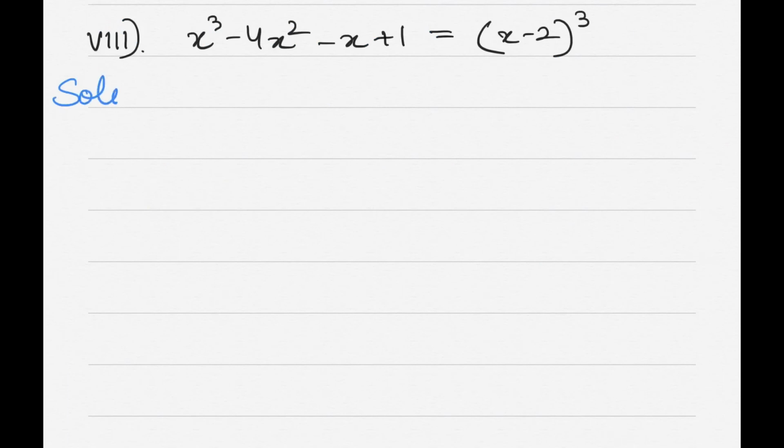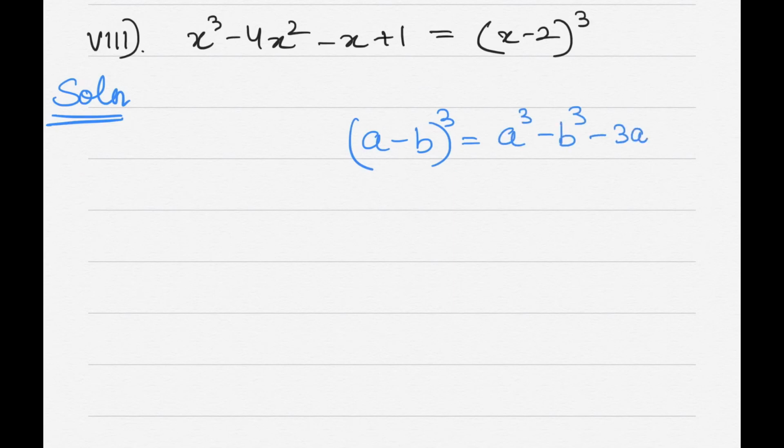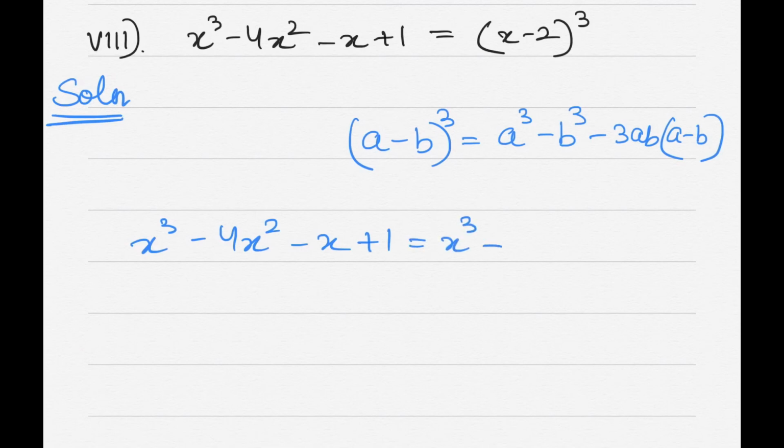Eighth part of this first question, right? Okay, so we have to use the identity a minus b whole cube now here. So this would be equal to a cube minus b cube minus 3ab into a minus b. Okay, so let's solve it now. We have x cube minus 4x square minus x plus 1, this is also a cubic polynomial, equal to x cube minus 8 minus 3 into 2x, right? Okay, into x minus 2.